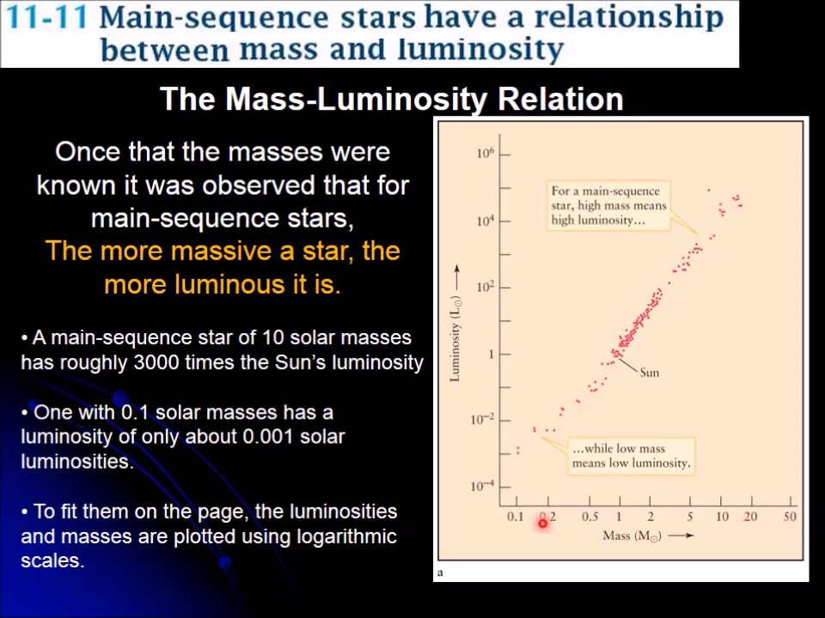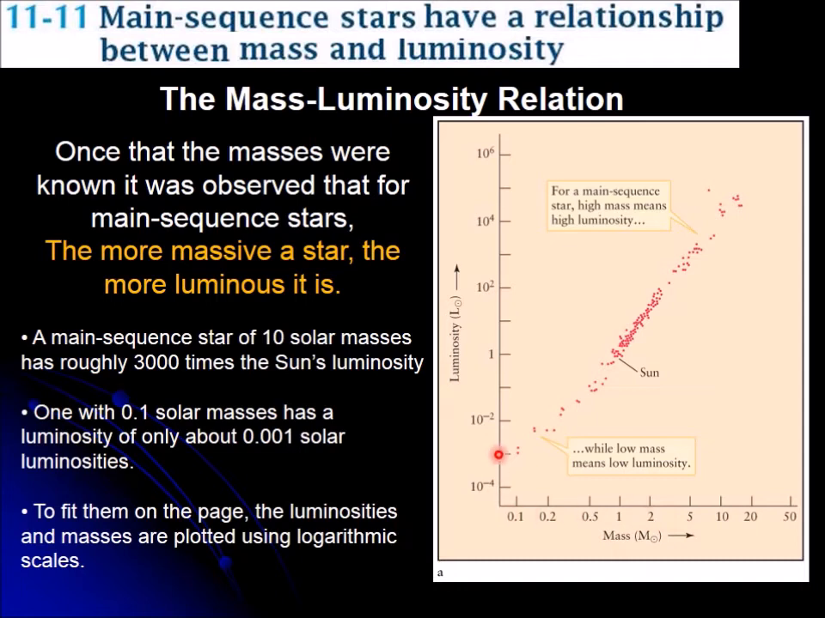So the relationship between mass and luminosity is not linear. It is linear on a log scale. You can see that this distance here is only 0.1 solar mass in difference, but the same distance here is 1 solar mass in difference, and the same distance here is 10 solar masses in difference. So this is getting larger and larger with a log scale.